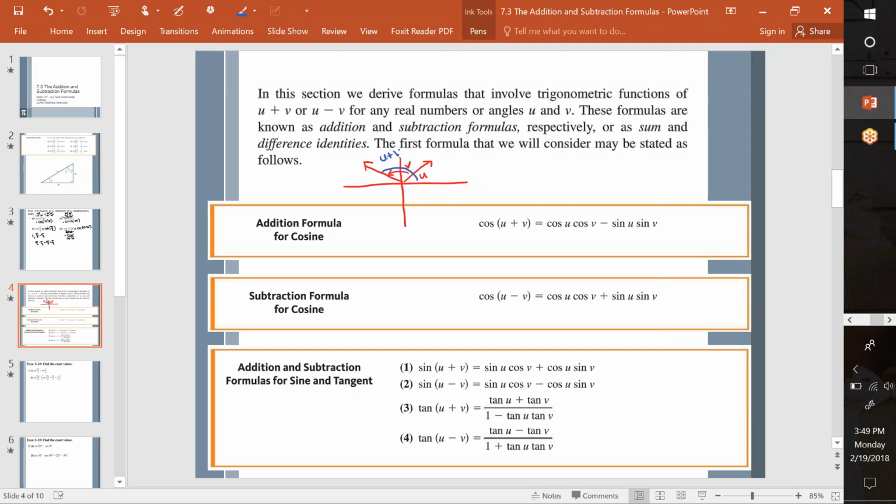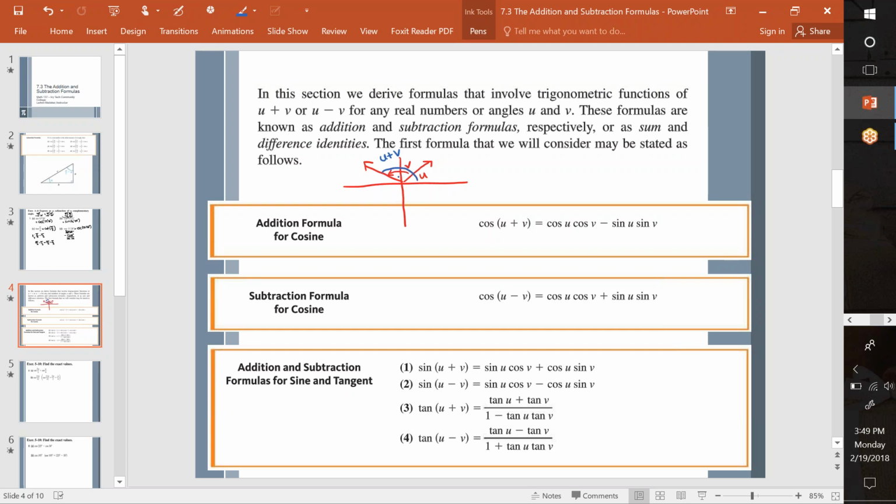And we want to know what it would look like to take the sine of that angle, or the cosine of that angle, or the tangent of that angle. Now, I'm not going to go through the proofs because they're not hard. It's just that I'm going to post a video for it if you want to watch it.